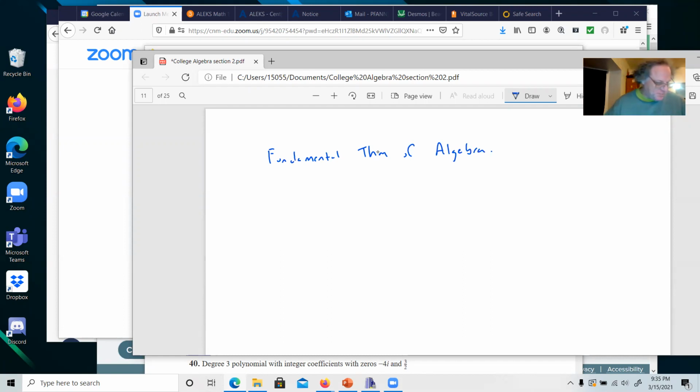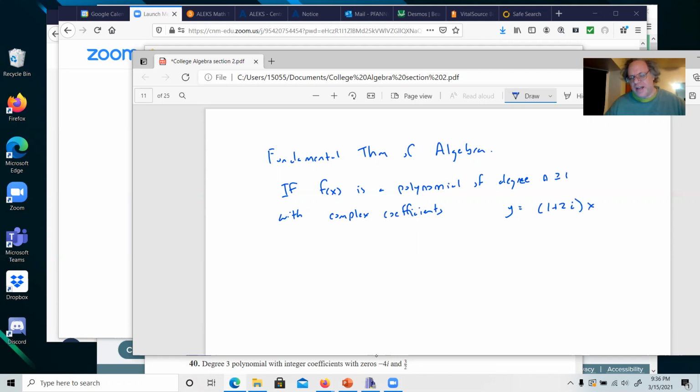Okay, Fundamental Theorem of Algebra. And what this says is if f of x is a polynomial of degree n, which is at least one. Okay, so a line, a parabola, a cubic, at least one, with complex coefficients. That means we're allowed to do something like y equals 1 plus 2ix minus 3. And that's okay. So in this case, we're allowed to do this.